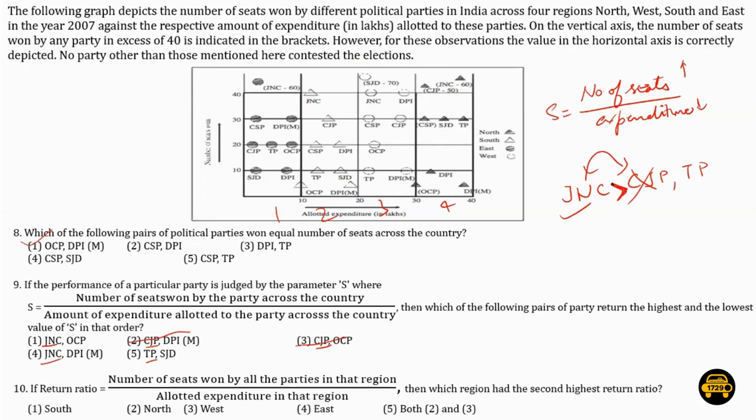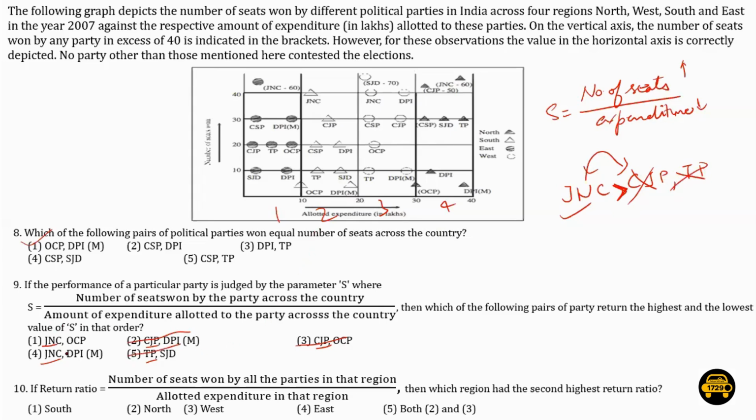Now, considering JNC and TP. For every zone, you can see JNC has won more number of seats than TP. And in every zone, the expenditure of JNC is lesser than TP. In this zone, and in this zone, again, you can see it's almost equal. And again, here also equal. So of course, the value of S is again greater for JNC than TP. So TP also cannot have the maximum value of S. So option 5 is also eliminated.